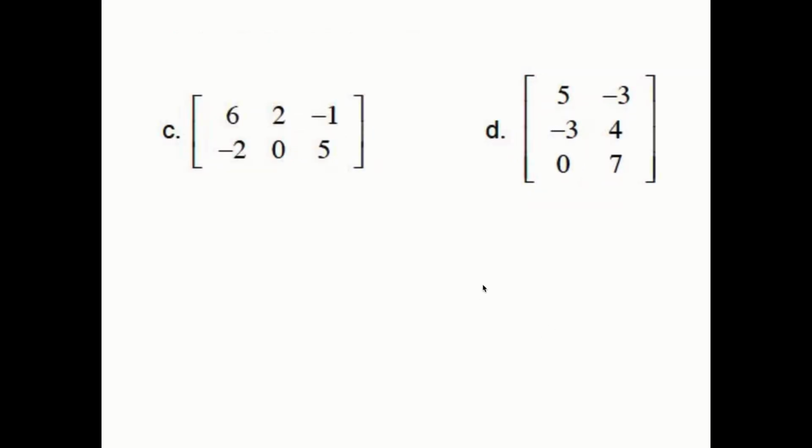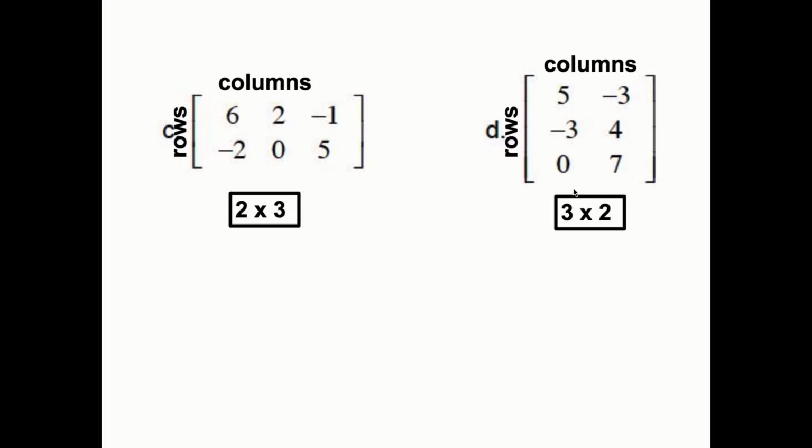You try C. All right, hopefully you've got 2 rows by 3 columns. Try D. Okay, this one has 3 rows by 2 columns.